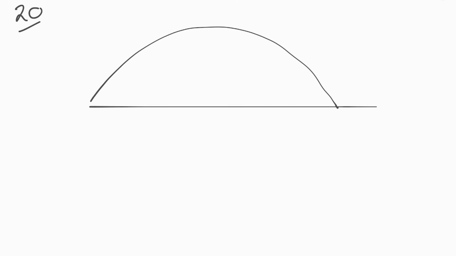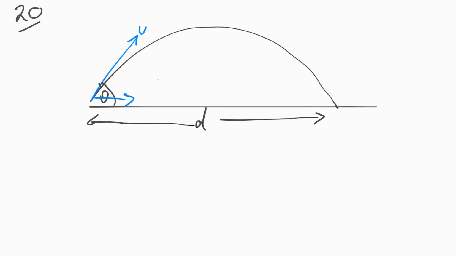20, classic projectile motion. It's going like that, and we have our initial velocity u, and theta. The range is d. There we go, classic question. A second projectile is fired with a velocity 2u at the same angle. What is the range of this projectile? We know that the horizontal speed is going to be u cos theta. Vertical initial velocity is going to be u sine theta.